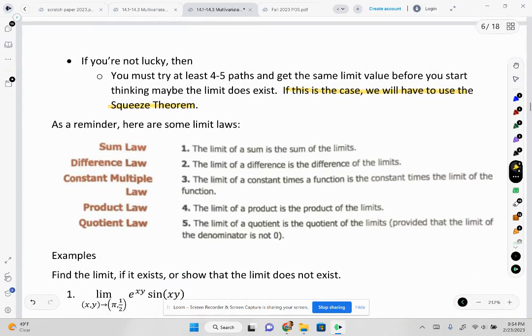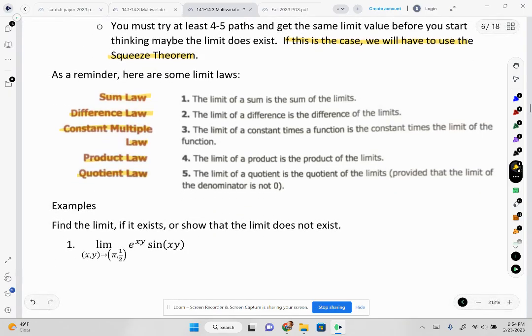All the same limit laws that we saw in Calculus 1 apply here. These are your sum law, difference law, constant multiple law, product law, and quotient law. Make sure you are comfortable with all of those. And then the other thing is, and this is my law right here, it is called the notation law. You are in Calculus 3 now. There is no excuse for using improper notation when evaluating limits.